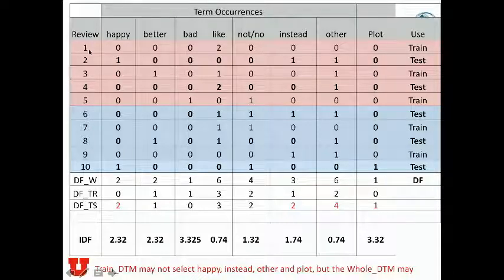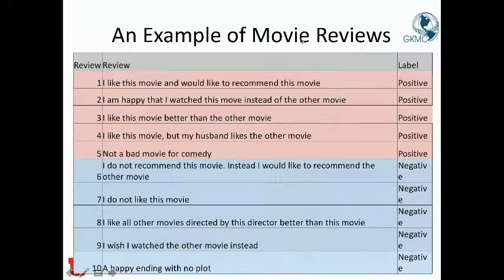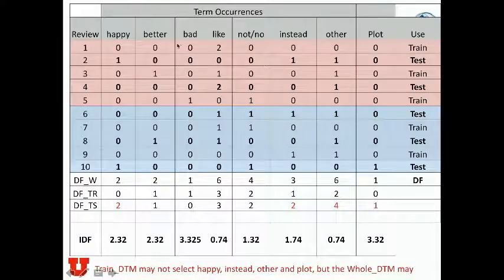So you can see in review 1, these words are not there. Like appears 2 times, no other words. And we didn't care about movie, didn't care about subjects, and we didn't care about other stop words. And we decided also, at this point, we just didn't get to this, like recommend. So these are the words that will go into the columns for the document term matrix.